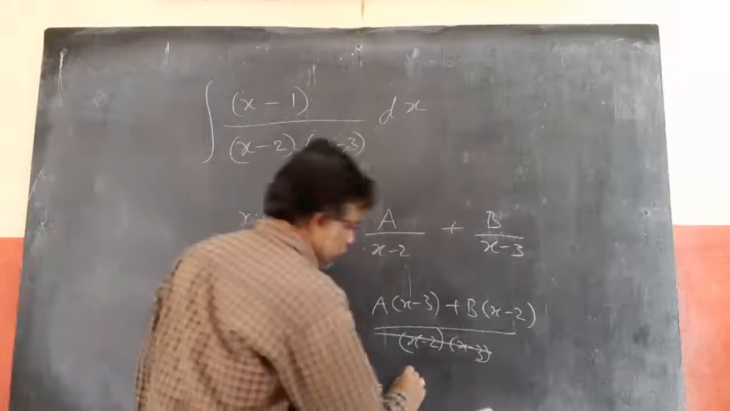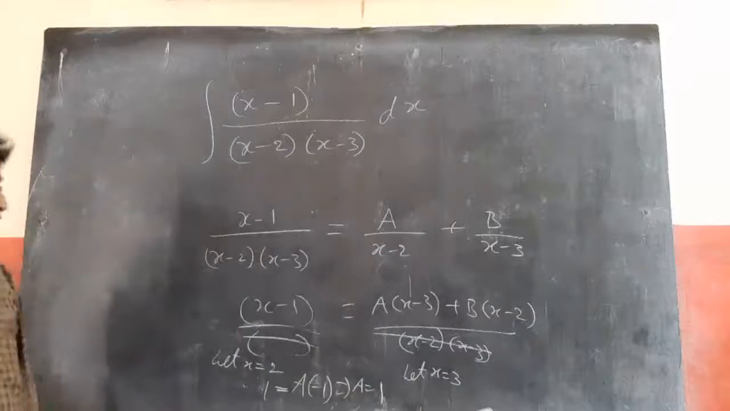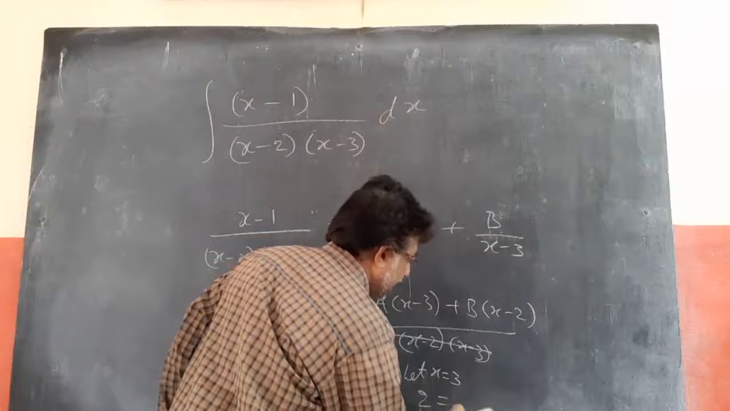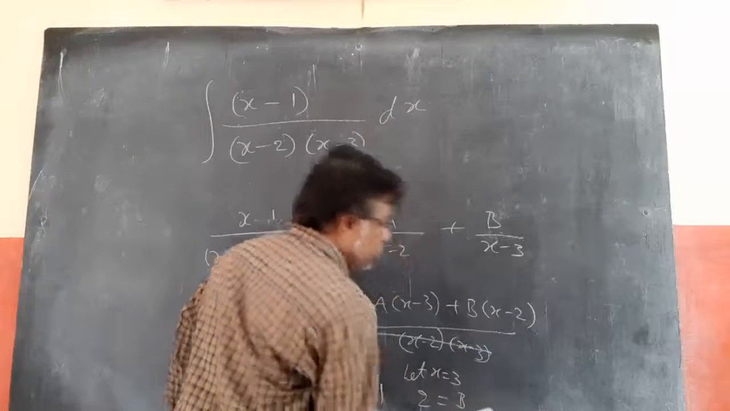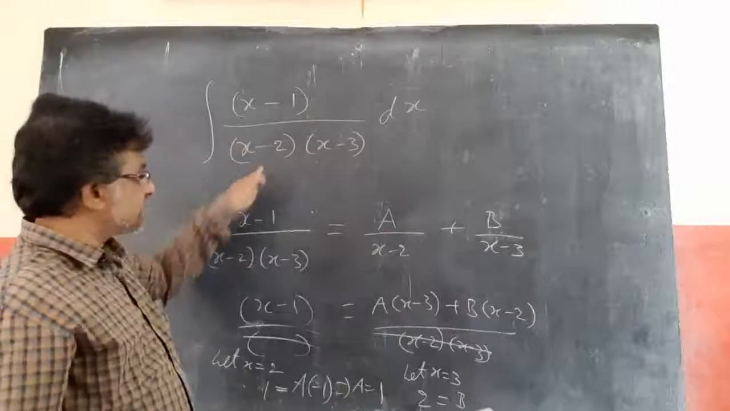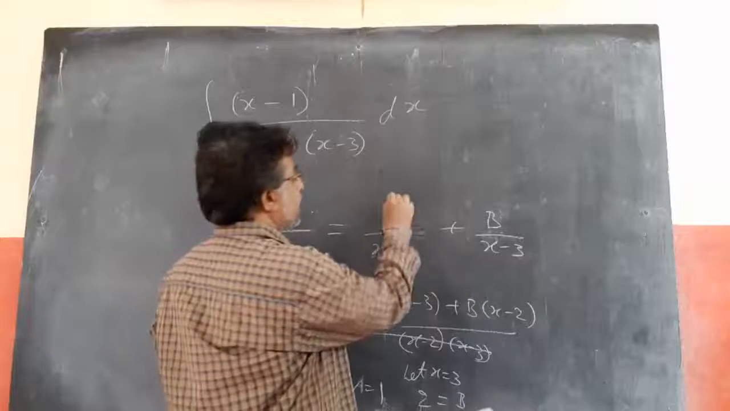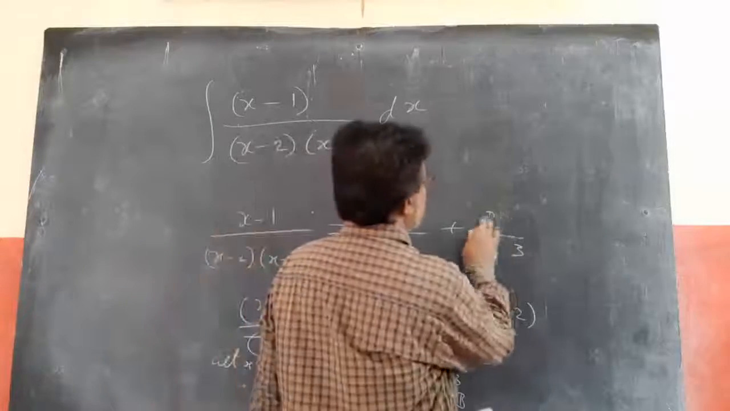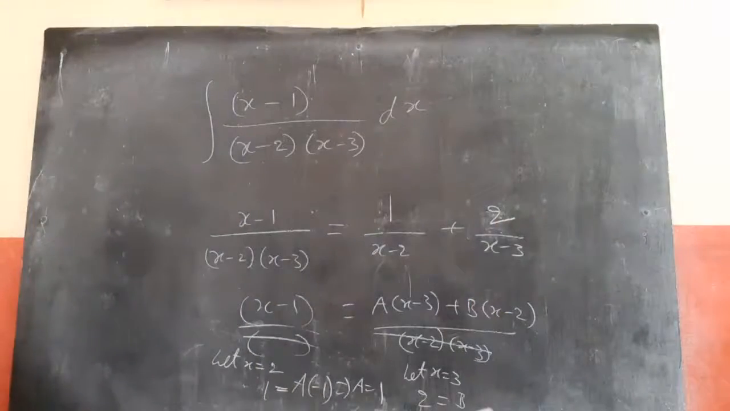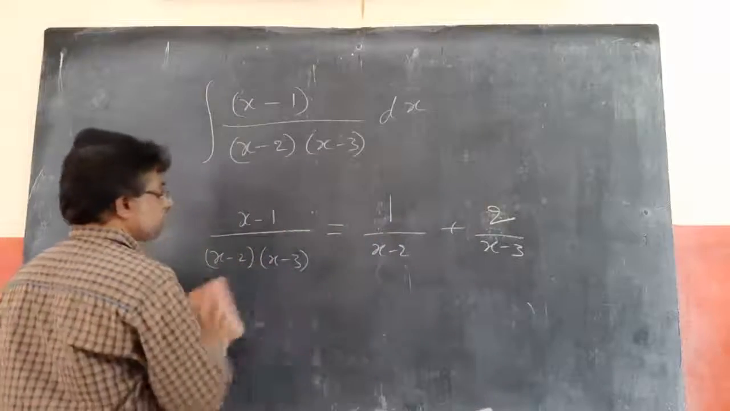Then let x equal to 3 gives you B value. Substitute x equal to 3 here. 3 minus 1, 2 equal to A into 0 plus B into (3 minus 2), 1. So B is 2, A is 1. So I can write this as A by this plus B by this. A is 1 by (x minus 2) and B is 2 by (x minus 3). Like this, you can find the partial fractions.